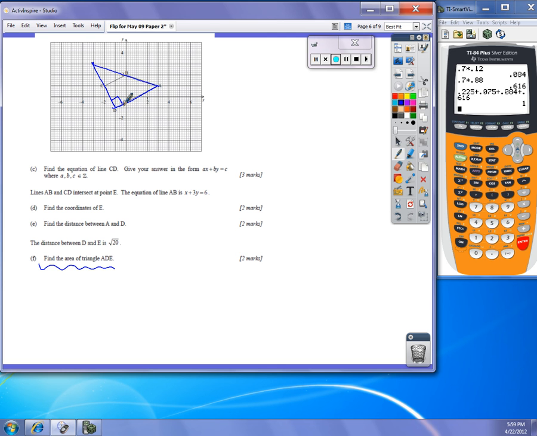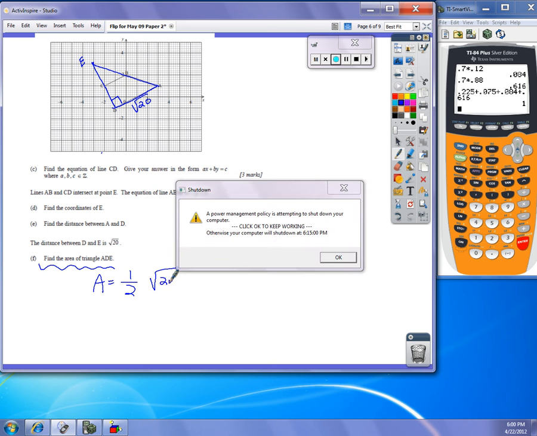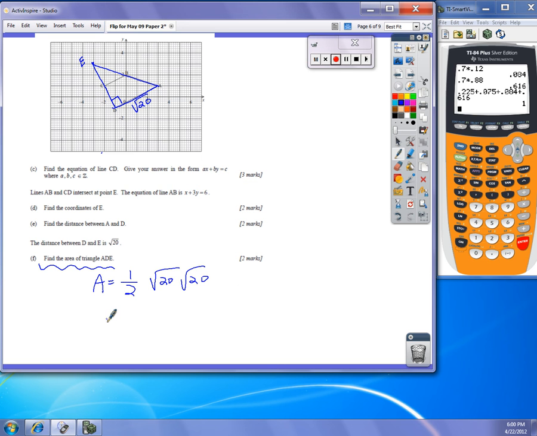But remember what we know. We know that that is a right angle. We know that the distance between A and D was the square root of 20. So we need to find the distance between E and D, and then we can use 1/2 base times height. I'm going to assume that you can find that distance, and what ends up happening is that the area is equal to 1/2 the base. The height is also root 20, so we end up with root 20 times root 20 is 20, so half of 20 is equal to 10, and then we want to have, I don't know, units squared.